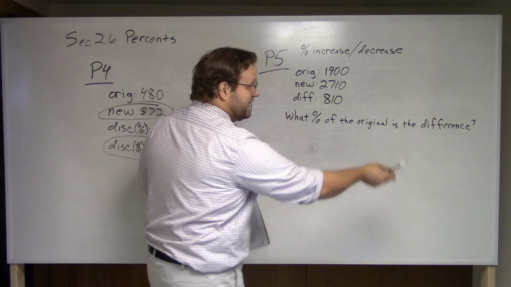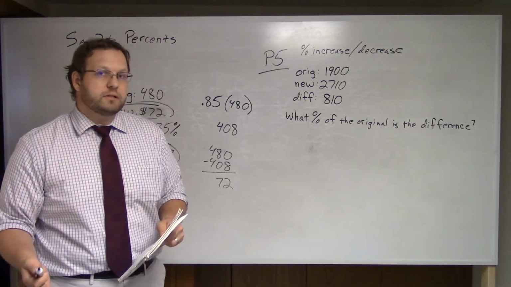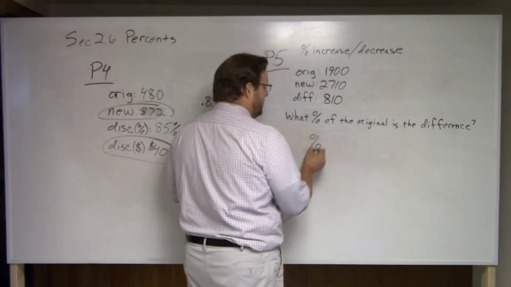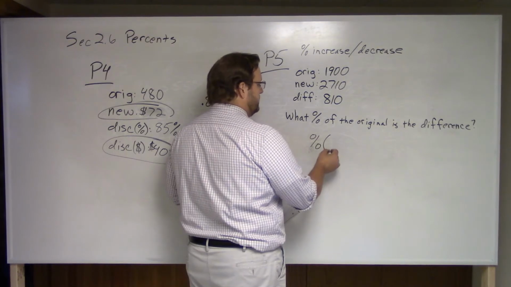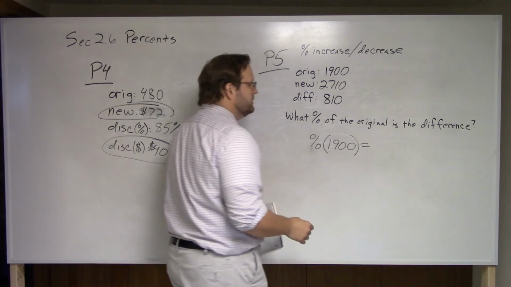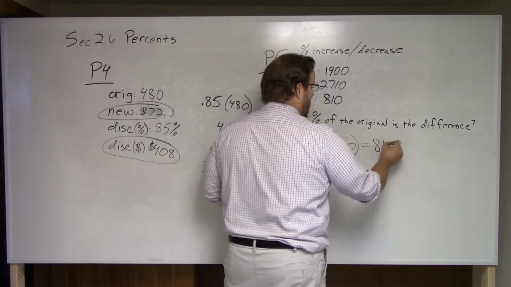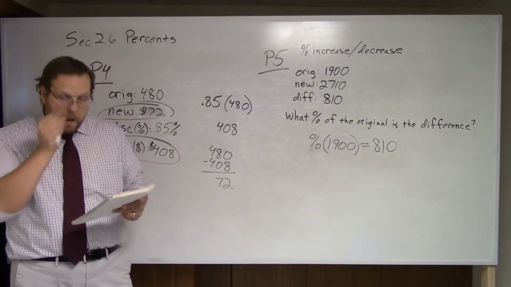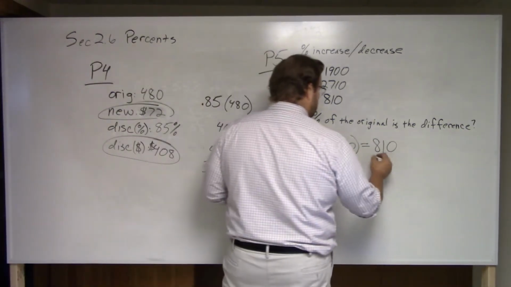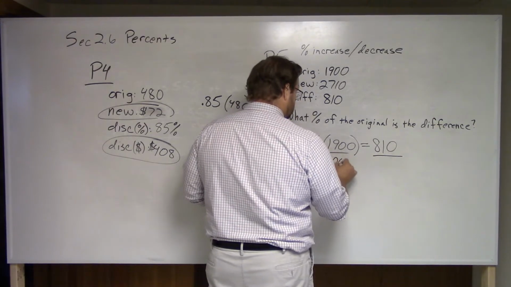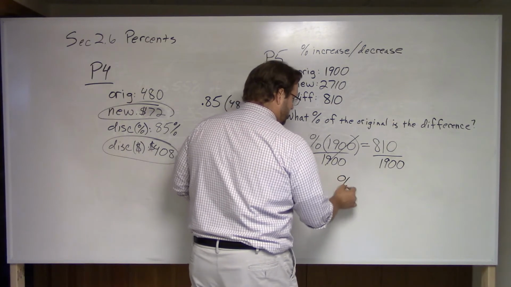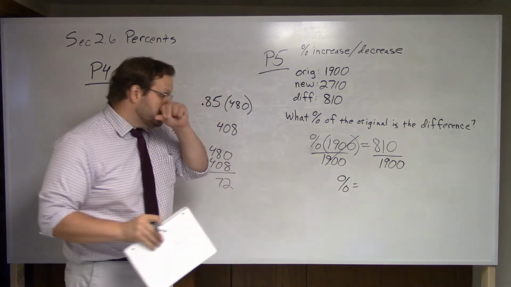This wording that I created here is very similar to those first 2 examples where it's just translation. So what percent? I don't know. Of means multiply. The original, 1900, is means equals. The difference is 810. And now we solve. So we are going to divide and now we are going to figure that out.